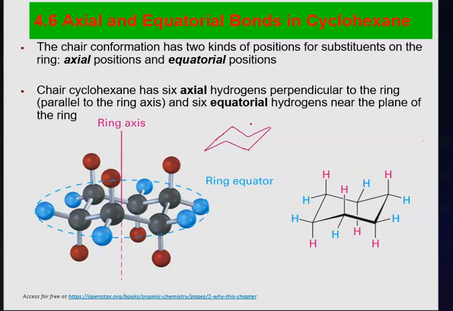If you look, this is the head part of the chair, and this is the foot part of the chair. Then at each carbon atom on the cyclohexane, we have an axial hydrogen and an equatorial hydrogen. Axial hydrogens are perpendicular to the ring, and equatorial hydrogens, which are represented in blue, are pointing towards the equator of the ring. So let's redraw that.